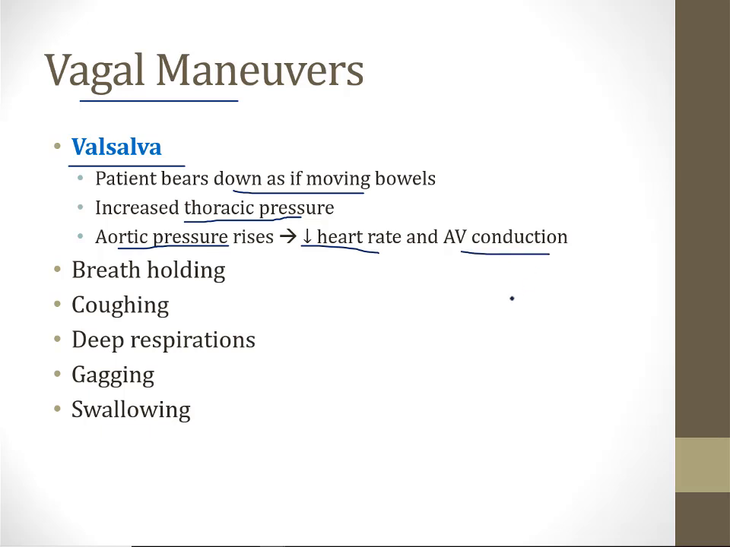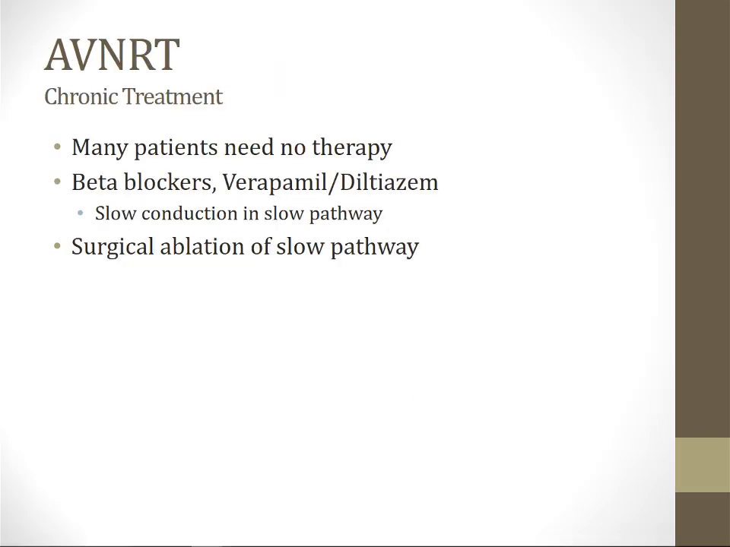In the video on heart murmurs, I also talk about the Valsalva maneuver because in addition to increasing the pressure in the aorta, it also decreases the preload, and that can alter the sounds of a particular heart murmur. In addition to the Valsalva maneuver, there are a number of other vagal maneuvers. Some of them include holding your breath, coughing, taking a deep breath or deep respirations, gagging, or swallowing. And many patients who have AV-NRT learn to do these maneuvers so that when they begin to feel palpitations, they can break the arrhythmia.